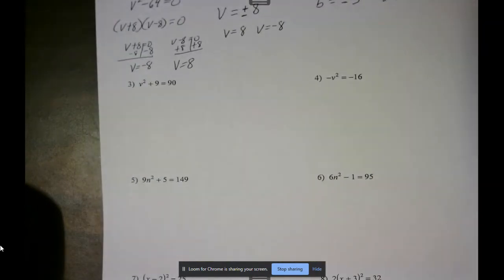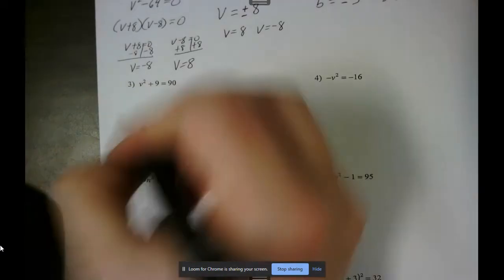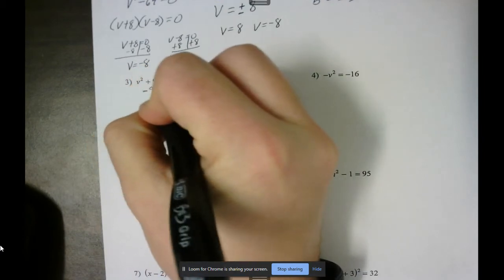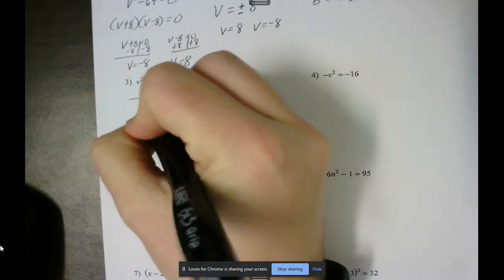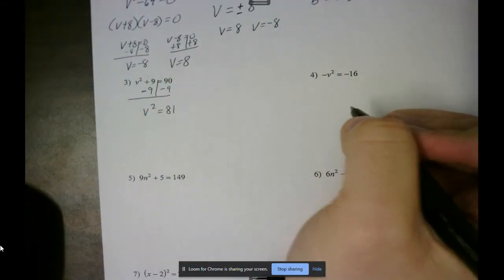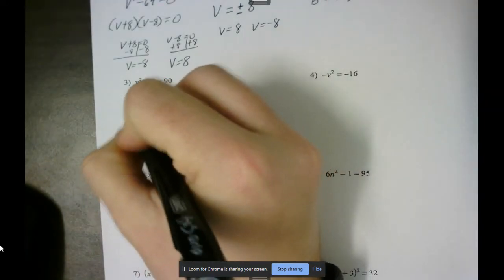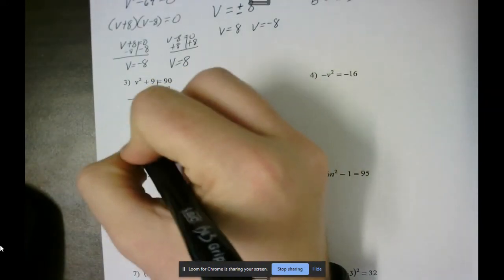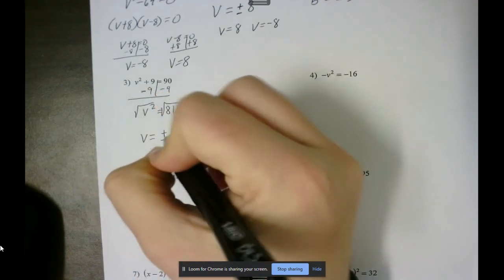All right, slide down to number 3. Now, what's keeping us from doing this square root method on this problem straight off the bat? Do we have the v squared on the side by itself? No, we got that 9 on that side with it. Could I easily move that 9 to the other side? Yeah. How would I do that? So subtract 9 on both sides. And that's going to give me v squared equals 81. Now, we go right back to that square root method. Does that make sense? So square root, and that's going to give us v equals plus or minus 9.